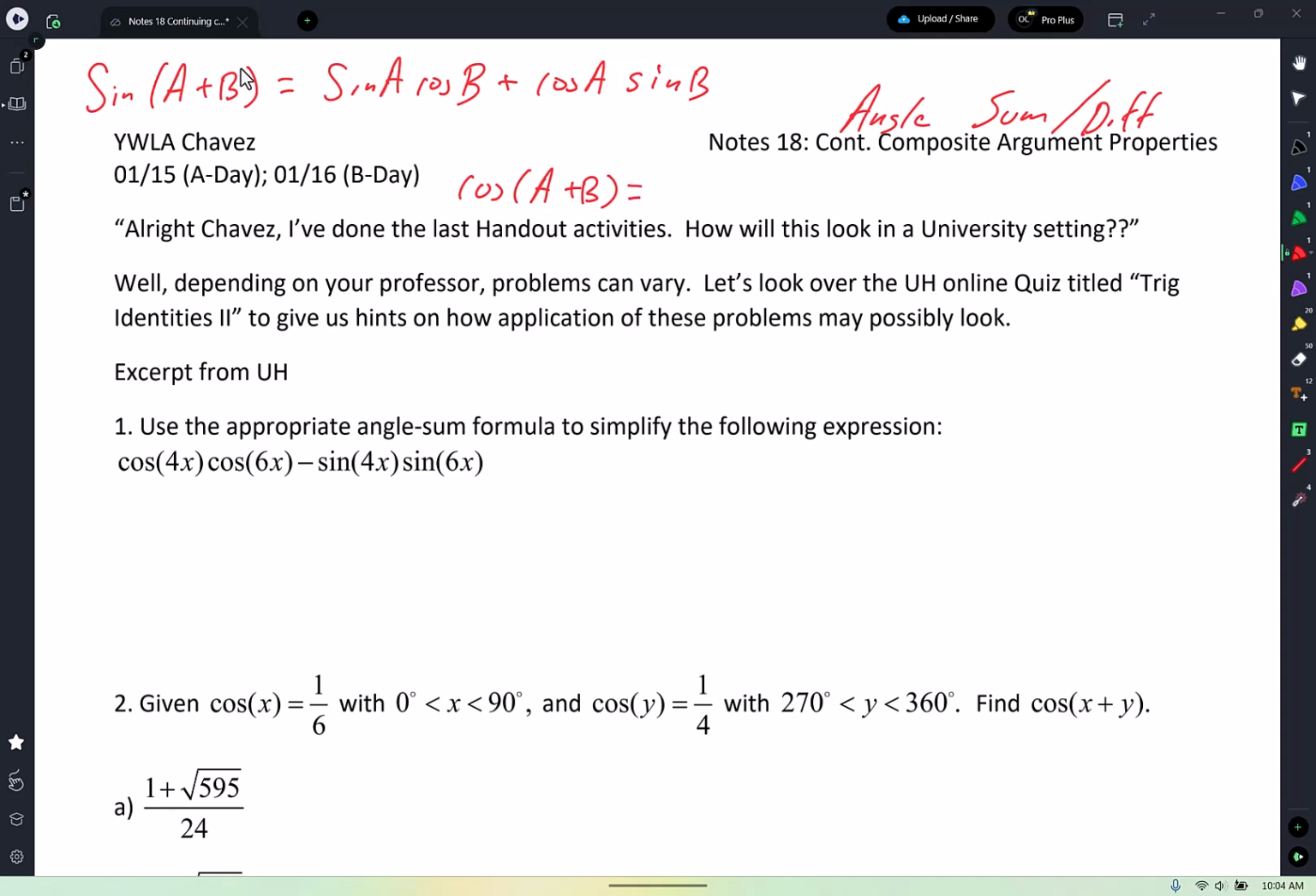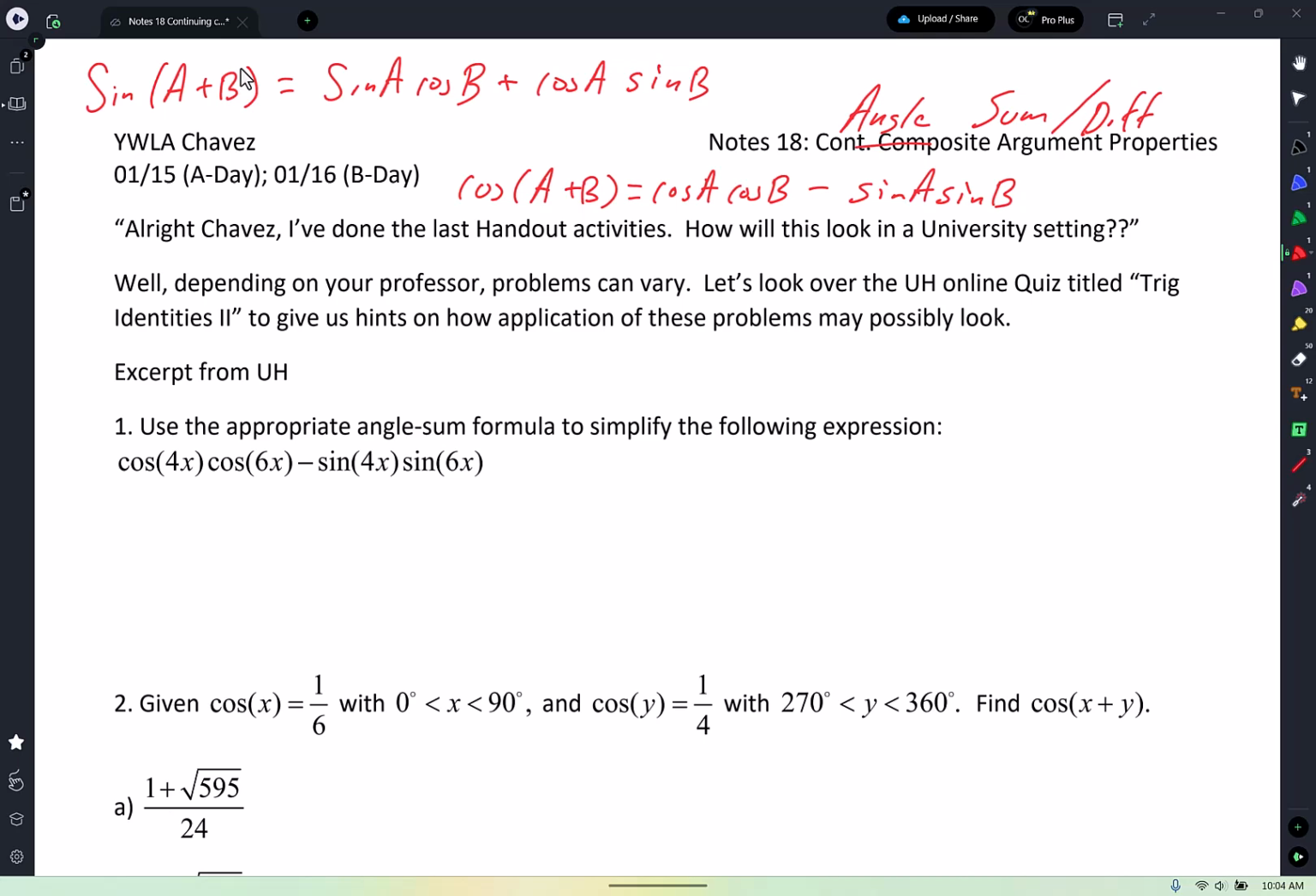For cosine A plus B, do you remember what that one is? Cosine A, cosine B, plus or minus? Minus sine A, sine B. And if it's a cosine A minus B, then it's cosine A, cosine B plus sine A, sine B. So there it is. Sometimes they're called angle sum difference if you look at a textbook or if you Google it.